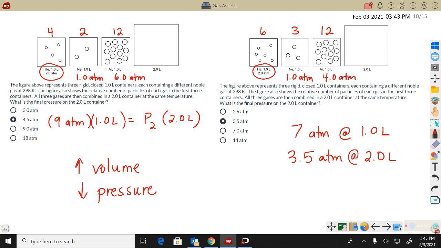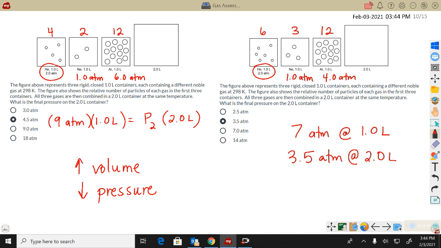In the argon container, there would be 12 particles. Okay, well, every 2 particles was 1 atmosphere. So if I've got 12, that should be 6 atmospheres. Okay, so now there's a couple different ways of going about this. We've got the individual pressure from each of the 1 liter containers.